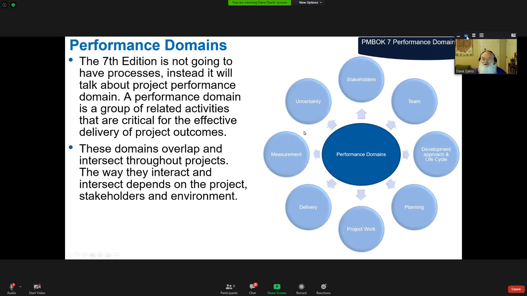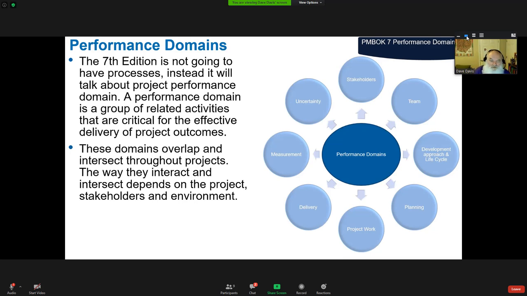You know, and dealing with uncertainty. We'll get into these a little bit more. But the idea, these domains overlap and intersect throughout the projects. And I think intersect's a good word there. I might even use the term interleave as opposed to intersect. But they're not standalone domains. They are domains that have relationships. And based on your culture and the tailoring of your project, it may be much more integrated or much less integrated.